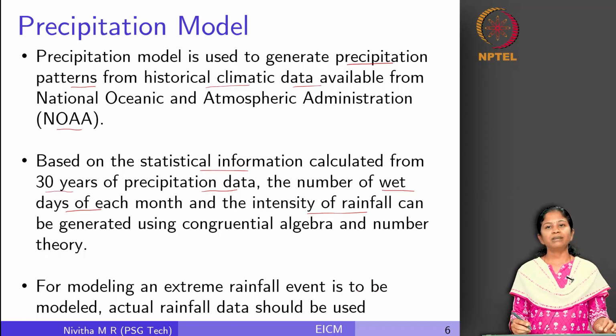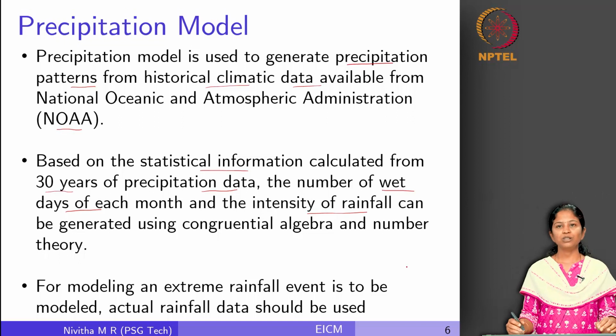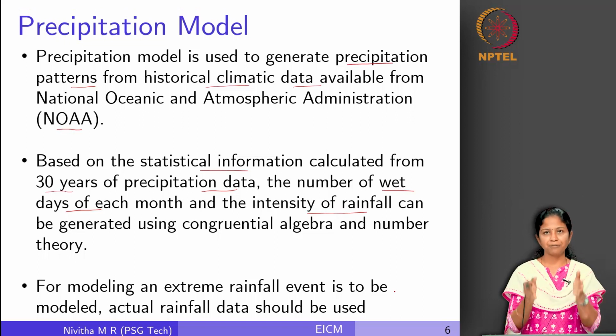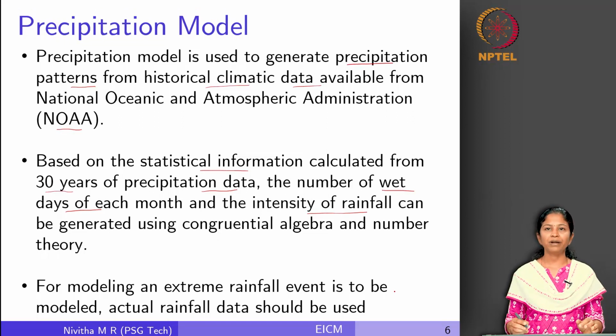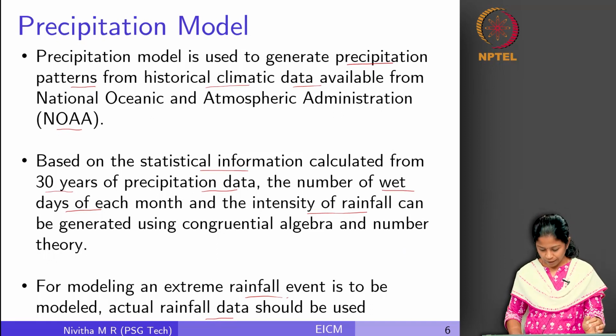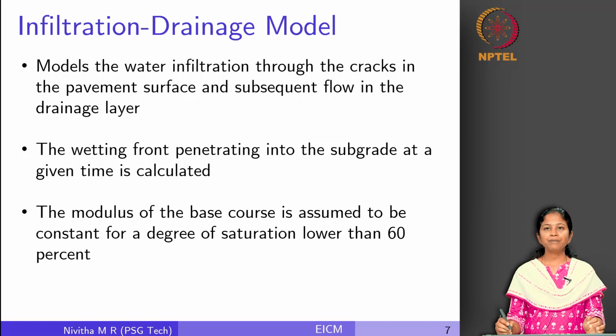They also caution that if you are using this model, it is only for average conditions. So only for a small range of variation from the average value, this model will be working efficiently. If you have extreme rainfalls, like very high rainfall, then maybe this model may not work. So for extreme rainfall event, they say that the actual rainfall data should be used rather than getting the data through the precipitation model. Next we will move on to the infiltration and drainage model.